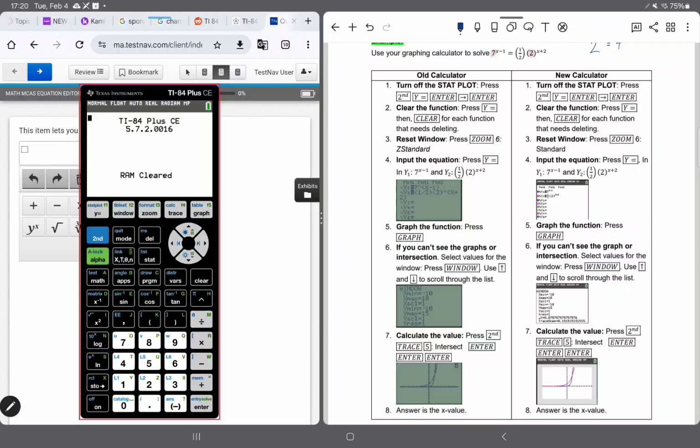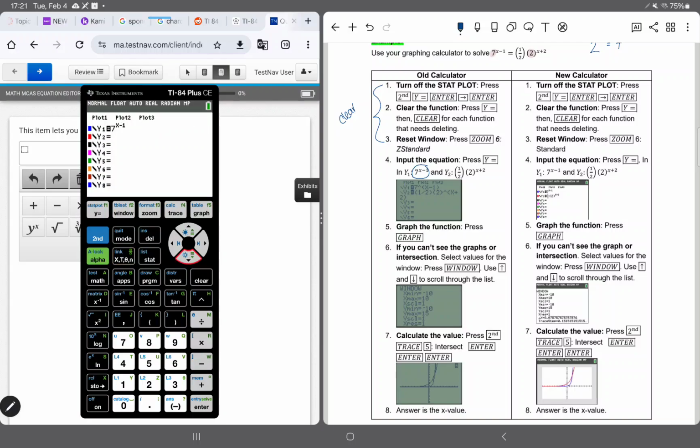Alright, so I got my calculator open here. So the first thing we always want to check is we want to go to our stats plots, make sure it's turned off. We're going to go to y equals, make sure we clear out anything out of there. And we're going to just reset our window by going zoom 6. So these first 3 steps are just what you do to clear your calculator and reset it for a new graph. Alright, now that we're all reset, we're going to go back to our y equals, and in y1 we're going to enter in the left hand side of our equation. So we're going to enter in 7 to the power of x minus 1.